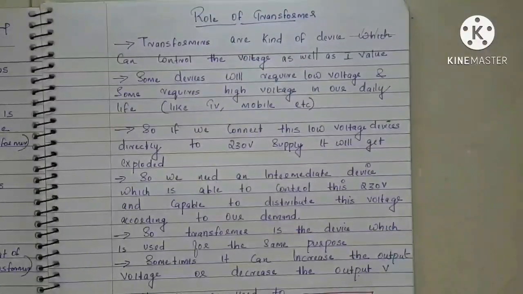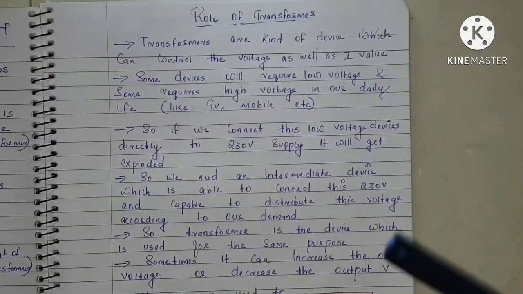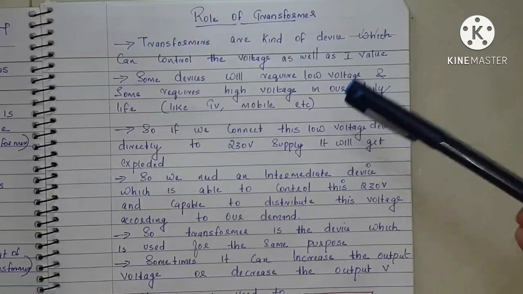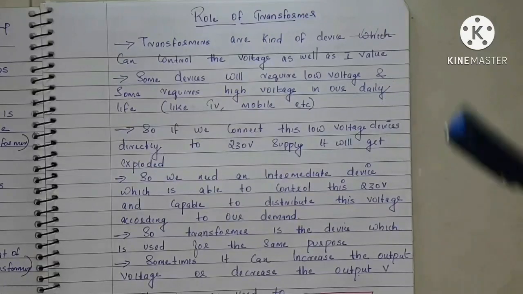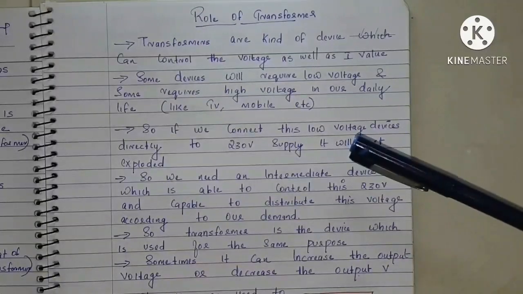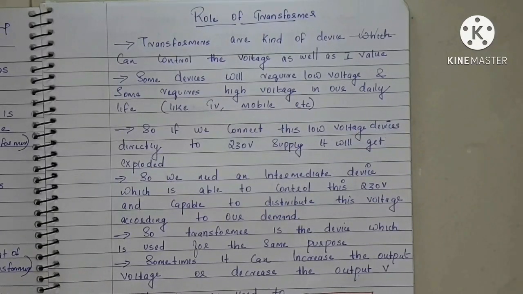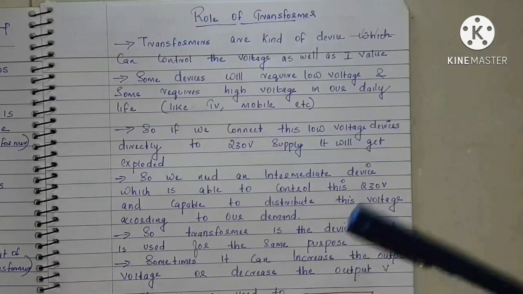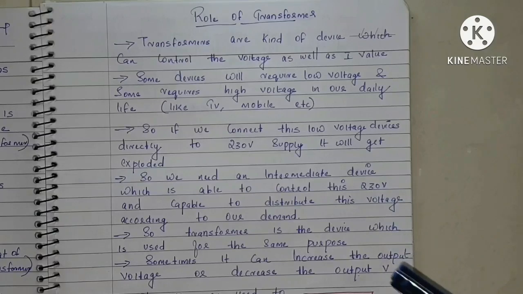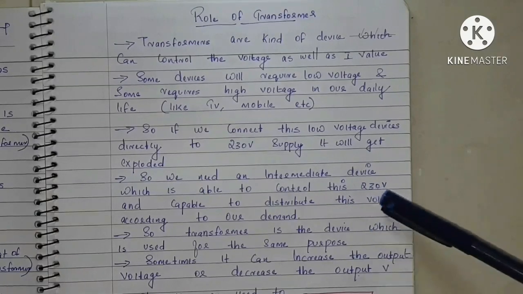Next we'll discuss the role of transformer, that is, the importance of transformer. Transformers are a kind of device which can control the voltage as well as current value. Some devices will require low voltage and some devices will require high voltage in our daily life, like TV, mobile, etc. So if we connect these low voltage devices directly to our 230 volt supply, they will get exploded or blast.